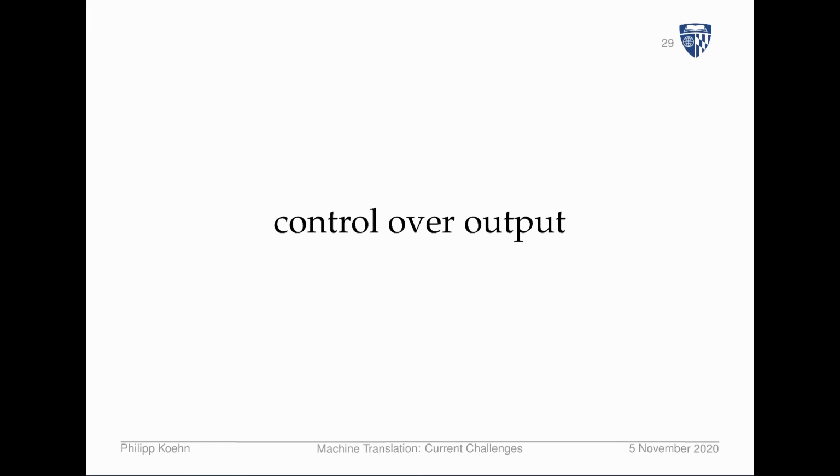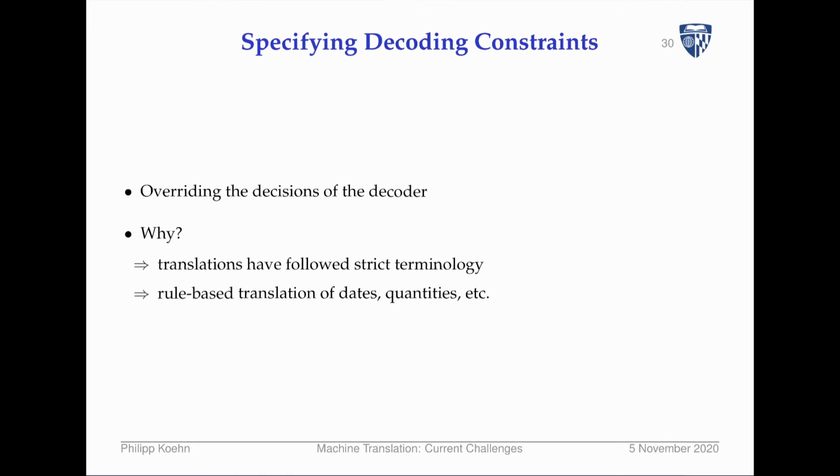Okay, the last point I want to raise is control over output. Sometimes in a neural machine translation system, you want to give the model the opportunity to follow certain guidelines that we impose on the translations. We already discussed this at some point. Sometimes we want to override the decisions of the decoder. We brought this up in the context of decoding for neural models. So why do we want to do this?